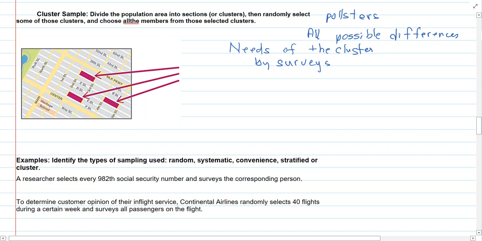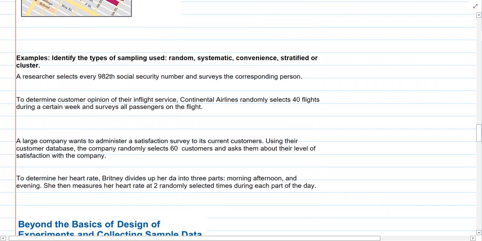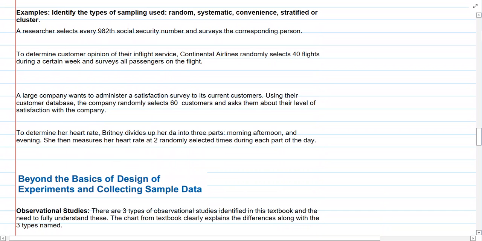So if we wanted to do a survey on homeless and the criteria of the homeless, well, then we would study the area near our downtown because that's where they receive assistance and can find shelter. And that's how we came about with that consideration. So now we're going to do some examples of what type of sampling is used: random, systematic, convenience, stratified, or cluster. So we're reading for content and determining what are they trying to assess in the sampling process.